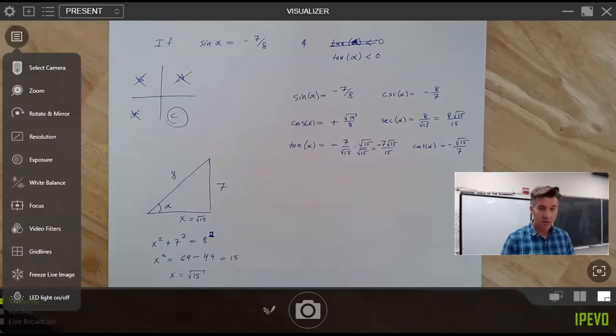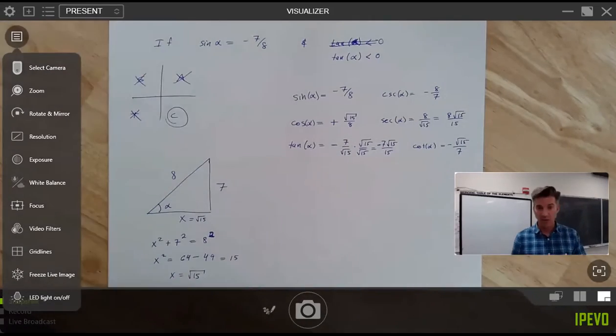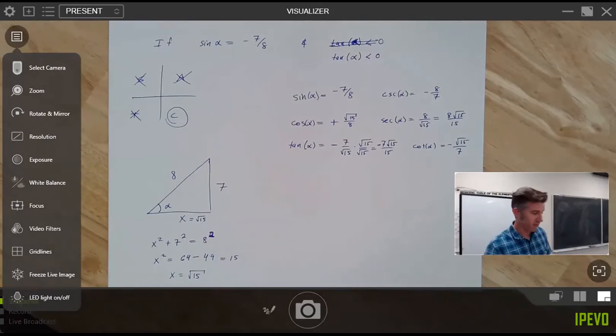So that's how we can use the quadrants along with our other knowledge to tell us, if we know the angle is in quadrant 4, we know cosine will be positive and the other two will be negative. If we know the angle is in quadrant 3, we know tangent's positive, the other two are negative. If the angle is in quadrant 2, we know sine's positive, and the other two are negative.